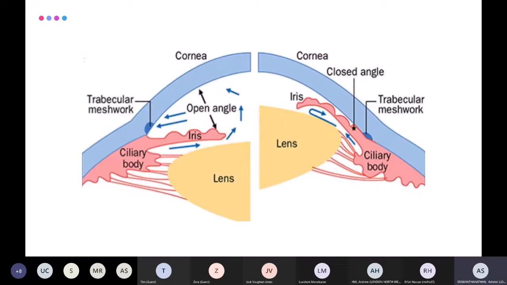Just going through the differences between open angle glaucoma, so with open angle glaucoma, the iris is in the right position, and the uveoscleral drainage canals are clear, but the trabecular meshwork isn't draining properly. Whereas in closed angle glaucoma, the iris is squeezed against the cornea, as you can see here, and it's blocking the drainage itself and the trabecular meshwork. So you get that increased pressure.